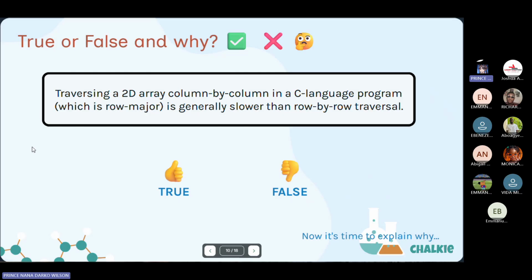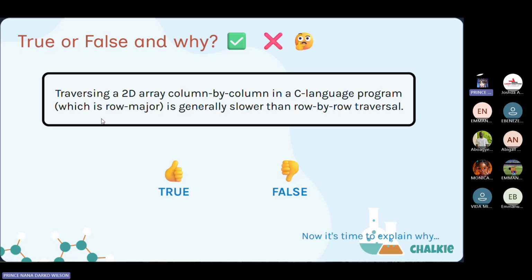Let's answer this question now. It says traversing a 2D array column by column in a C language program, which is row major, is generally slower than row by row traversal, true or false. So if a C language program, which follows the row major architecture, and you are using a column by column 2D approach, which one do you think will be best for accessing data? And then, do you think it's slower or it is faster? That's the question. Now we use column major where row major is supposed to be used in a C language program. Is it generally slower than the row by row?